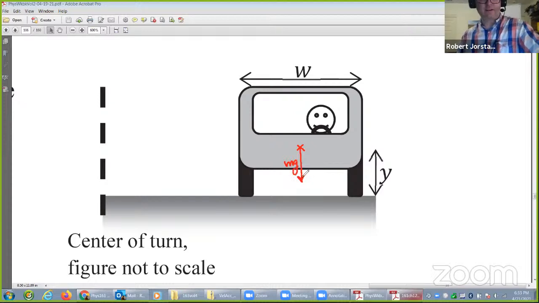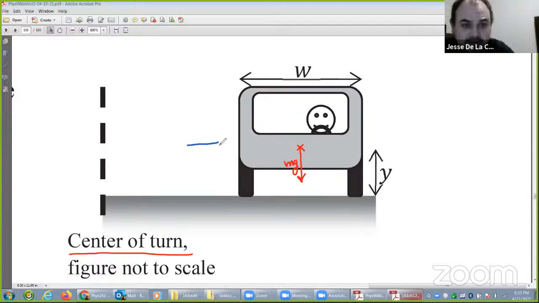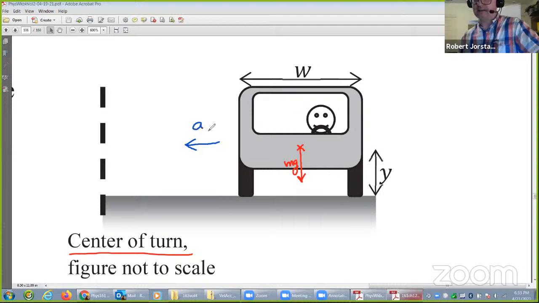Now remember, this is not a car driving in a straight line. There's a center of the turn over here. Which way is this thing accelerating? Into the page, towards the center of the turn. It's moving in or out of the page. The velocity points out of the page. For example, it looks like the car's about to run into my face and smash me. All right.